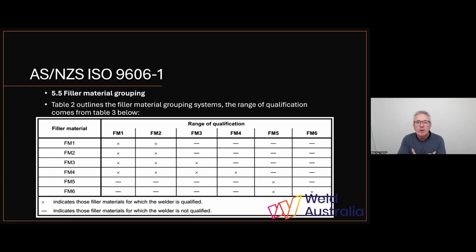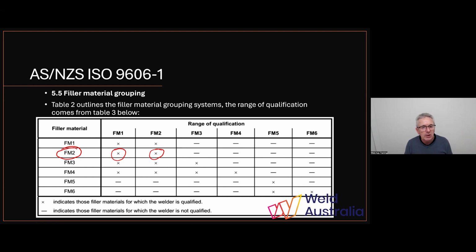It says there, Table 2 outlines the filler material grouping systems, and the range of qualification comes from the table below. So what it means is, when we look at the designation, we will see an FM number, right? Now, the range of qualification is always going to be governed by what FM number is being welded with. So let's say your qualification is being done with an FM2 material grouping, well, we're now covered for an FM1 and an FM2, but we're not covered for 3, 4, 5, and 6. All right.